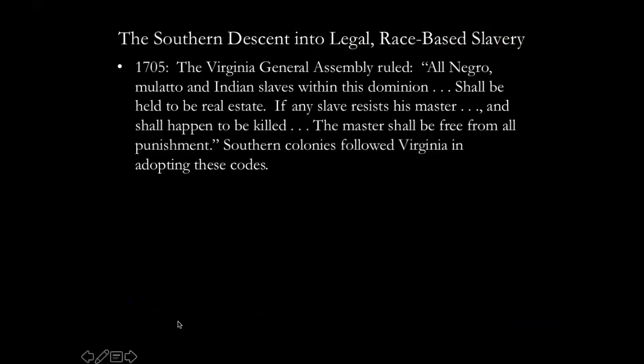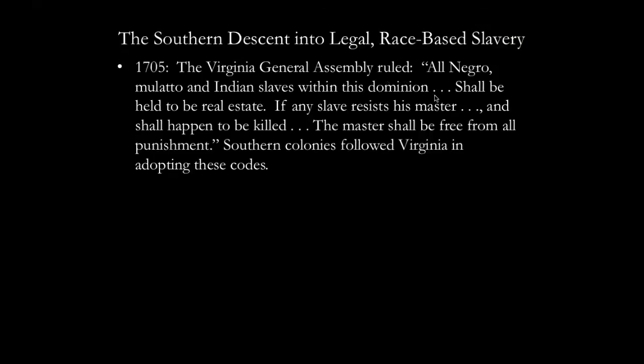And in the South, the beginnings of race-based slavery happen in the Virginia General Assembly in 1705, when they ruled all Negro, mulatto, and Indian slaves within this dominion shall be held to be real estate. If any slave resists his master and shall happen to be killed, the master shall be free from all punishment. And all the southern colonies followed Virginia in adopting these codes.